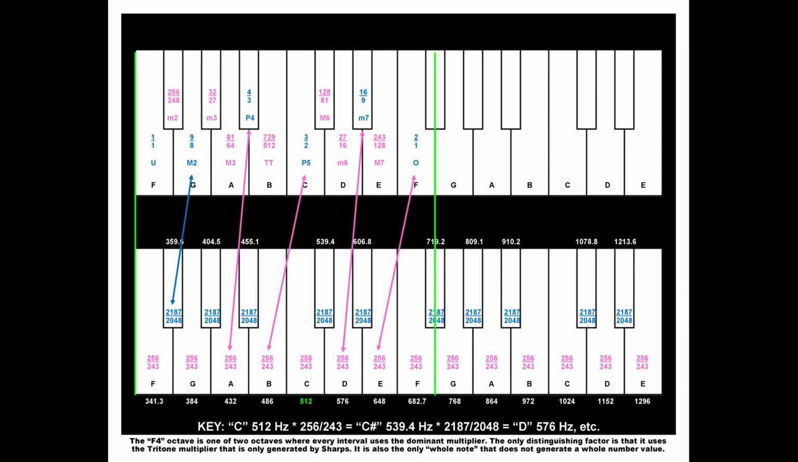So if we look here, the F4 octave where we're starting is one of 2 octaves where every interval uses the dominant multiplier. The only distinguishing factor is that it uses the tritone multiplier that is generated by sharps. It is also the only whole note that does not generate whole number values. Okay, so that's everything significant about F.